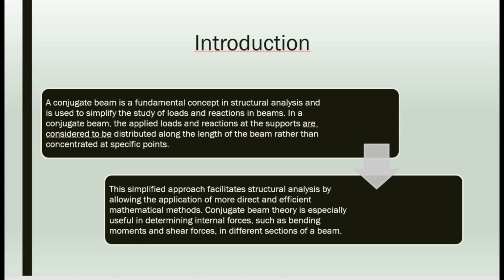Introduction. A conjugate beam is a fundamental concept in structural analysis and is used to simplify the study of loads and reactions in beams. In a conjugate beam, the applied loads and reactions at the supports are considered to be distributed along the length of the beam rather than concentrated at specific points. This simplified approach facilitates structural analysis by allowing the application of more direct and efficient mathematical methods.